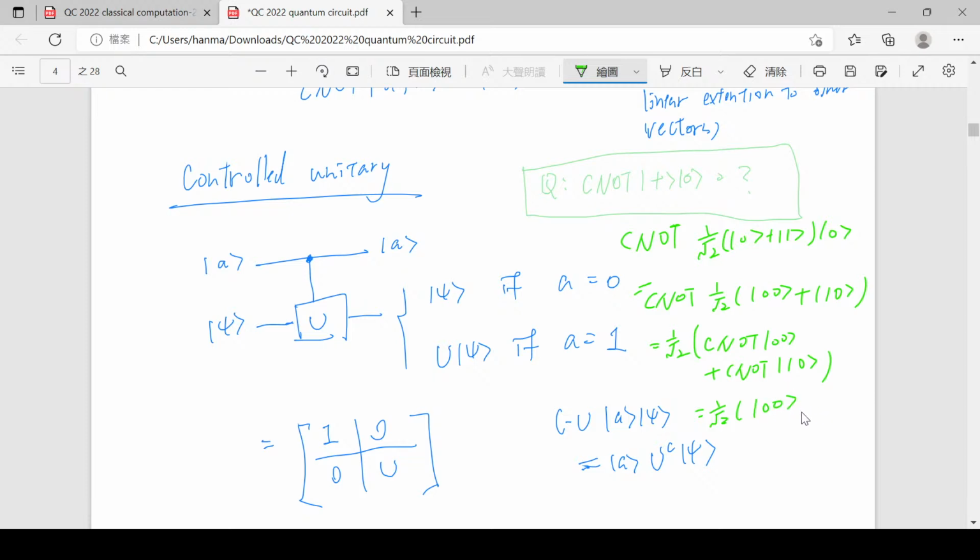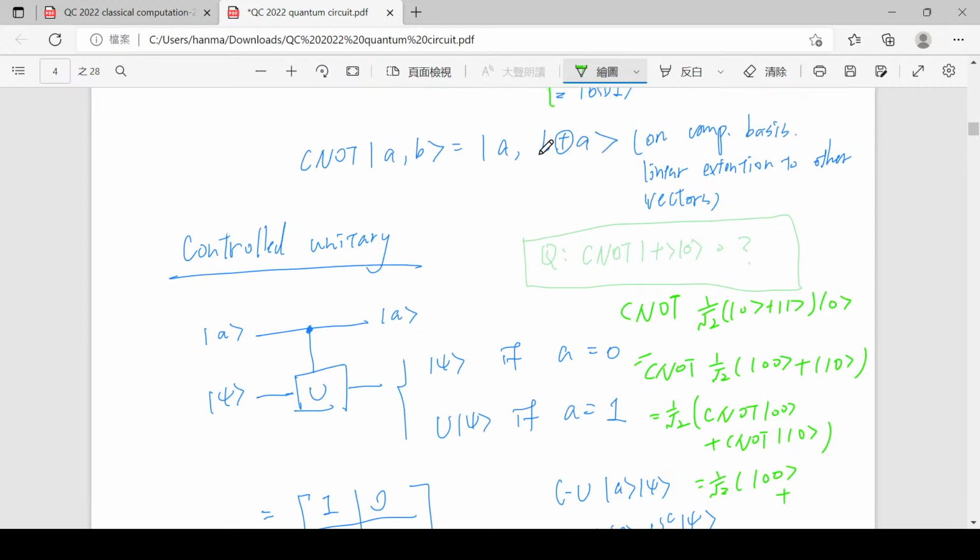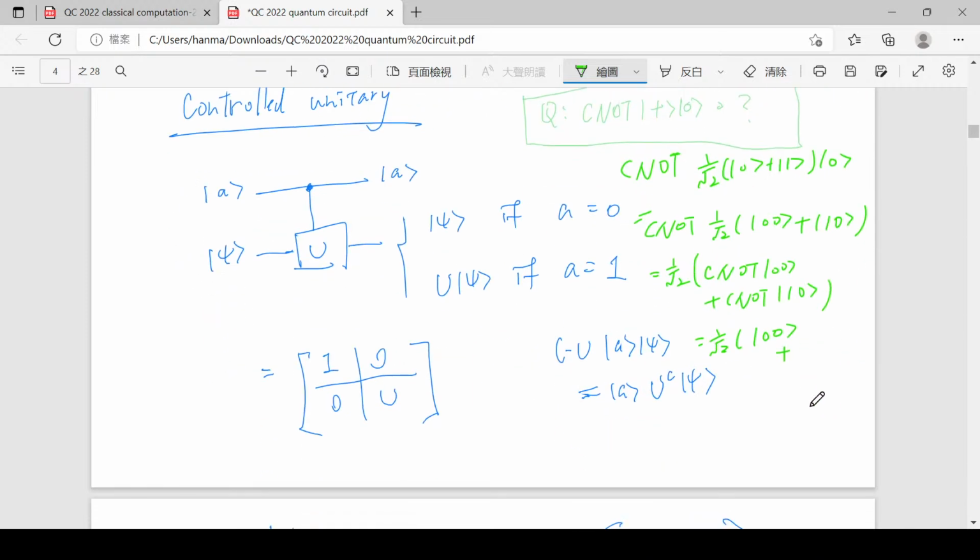So it's 0, 0. And then plus C naught 1, 0. The control bit is 1, so it should flip the second bit, or it should be B plus A, 1 plus 0 is 1. So that's 1, 1. Okay, so that's the result. C naught of plus and 0 is 1 over square root 2, 0, 0 plus 1, 1. And it's beta 0, 0, if you remember our EPR state. So everyone okay with the computation?